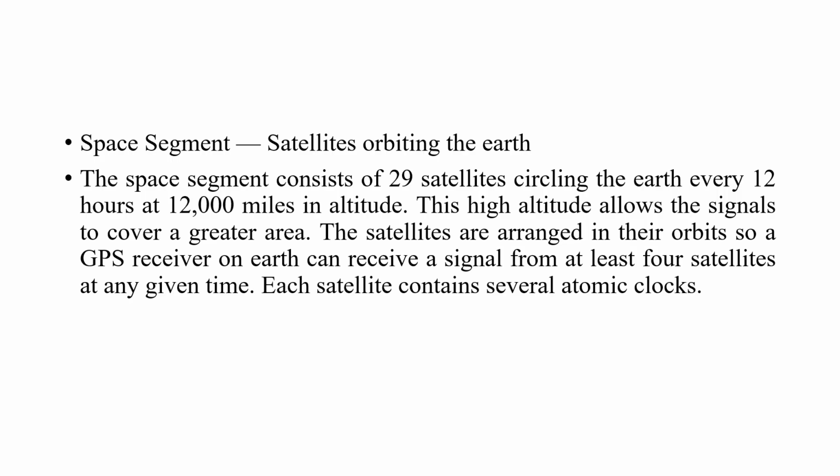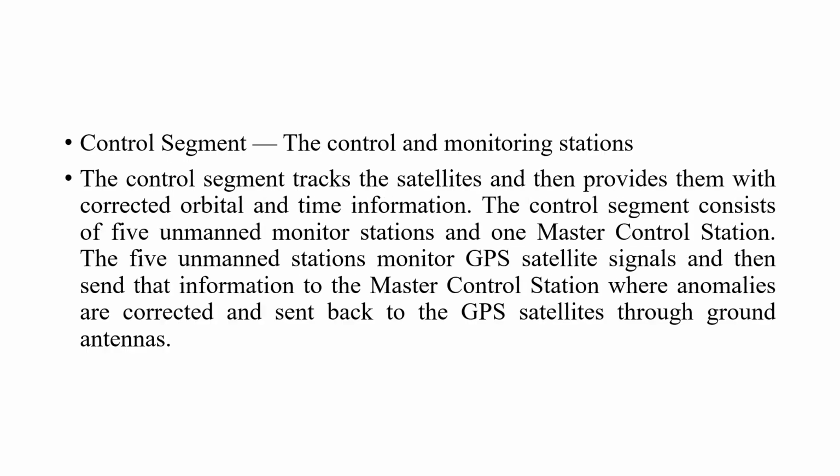This altitude allows the signals to cover a large area, so it provides almost global coverage. The satellites are arranged in their orbits so that a GPS receiver on the Earth can receive the signal from at least 4 satellites every time. Each satellite contains several atomic clocks. Whatever the number of satellites, the receiver will get signals from at least 4 satellites without any interruption, so it supports continuous transmission.